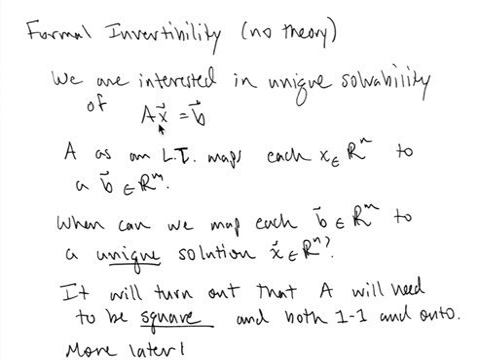So if A goes from x to b, where Ax equals b, then we're going to define a mapping, which is A inverse b, which takes you from b to x. So the mapping A inverse takes you from b to x.